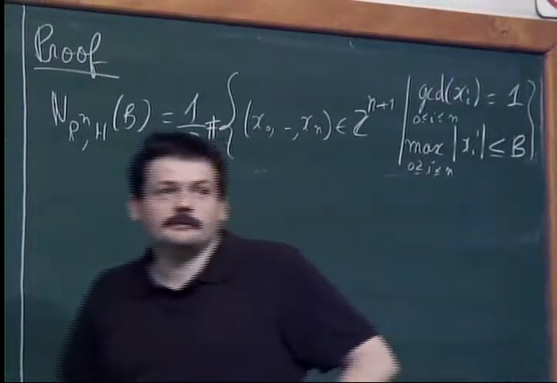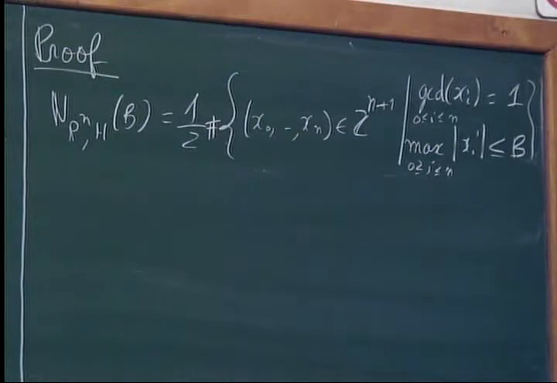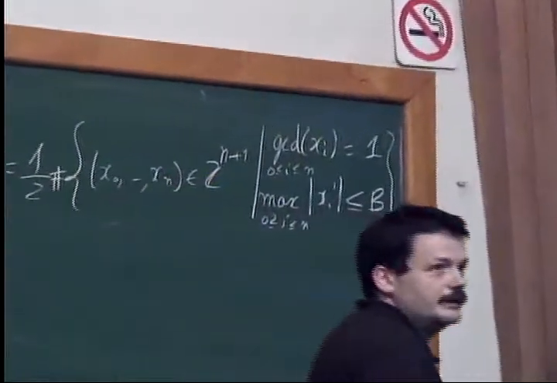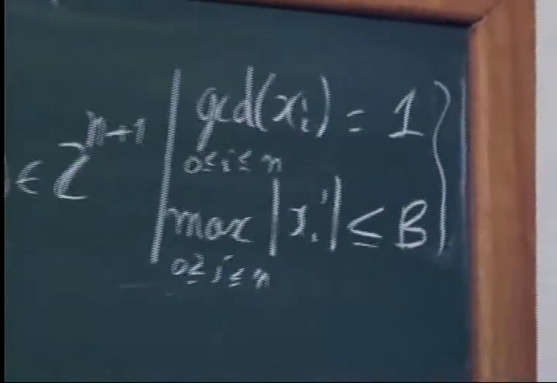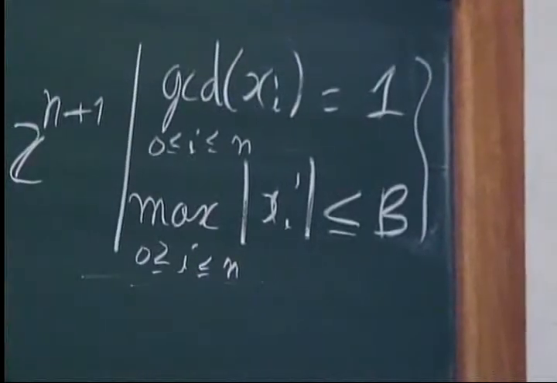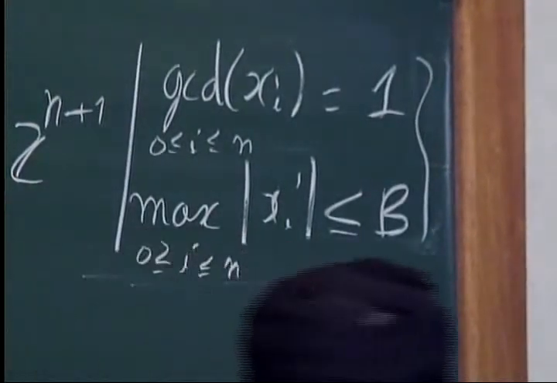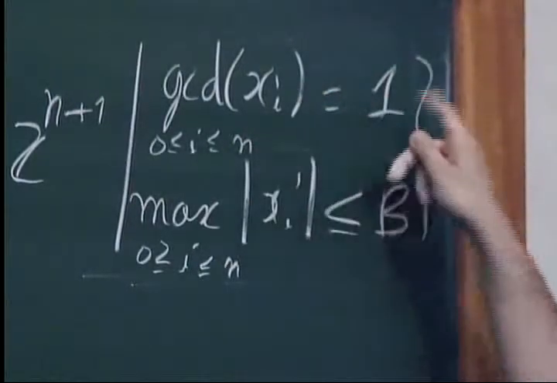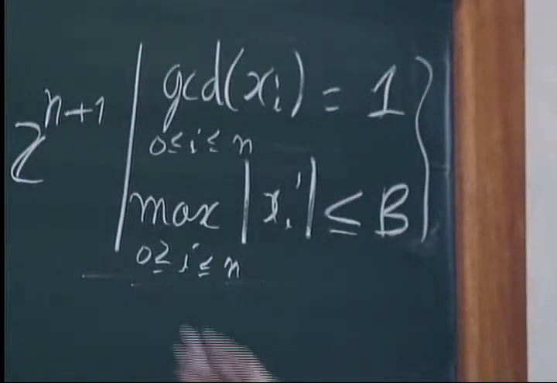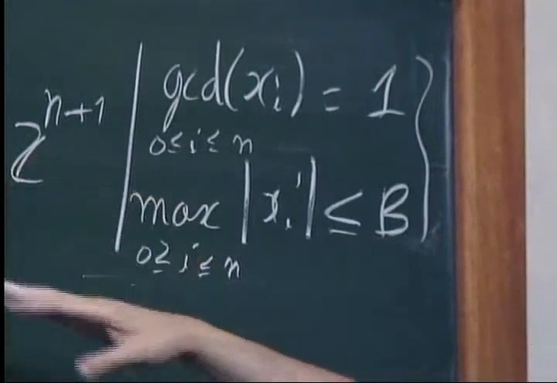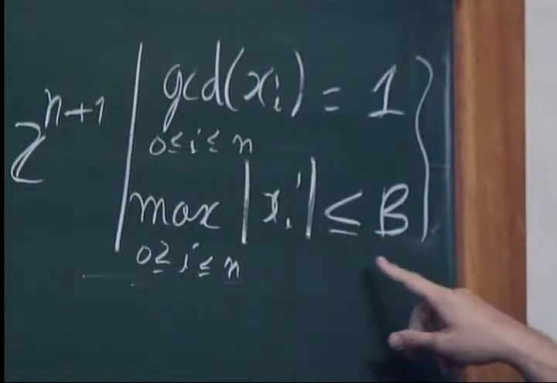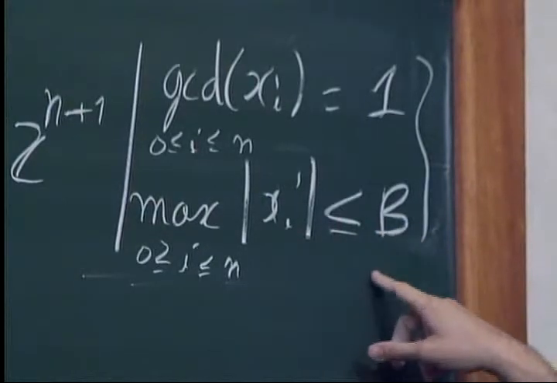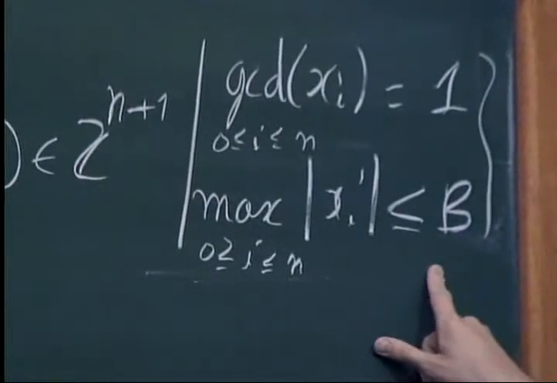So there is a factor 1/2 because, of course, we can lift a point in the projective space to 2 points which satisfy this condition, GCD is equal to 1. They are opposite to each other. Okay. Well, the trouble in that set is coming from the GCD of the x_i being equal to 1. Because, of course, if I look simply at the (x_0, ..., x_n) in Z^(n+1), so the maximum of the coordinates is less than B, it's very easy to estimate that.